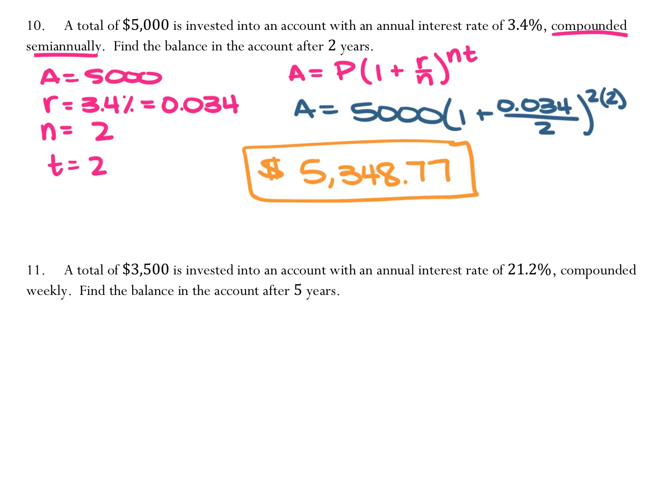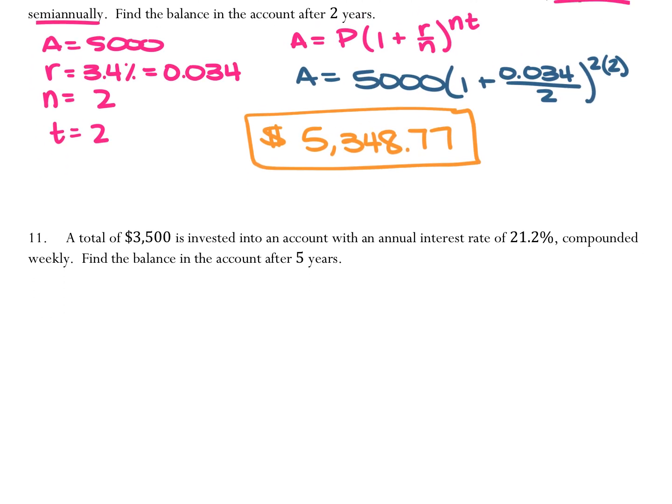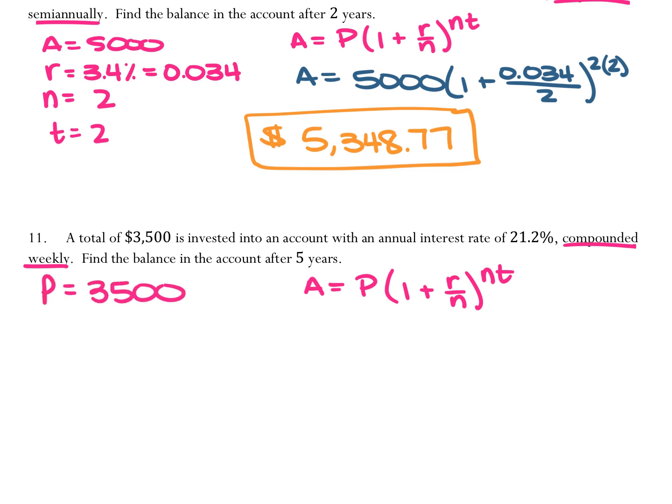For number 11, you have a total of $3,500 that's invested into an account with an annual interest rate of 21.2% compounded weekly. This is compounded weekly, which means we're going to use the same formula as the one before this. Find the balance in the account after 5 years. So this means that you're using A is equal to P times 1 plus R over N to the power of N times T. Your P is the 3,500.